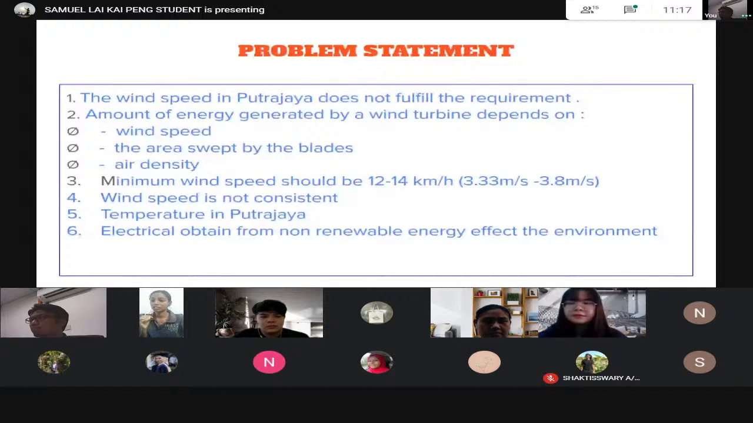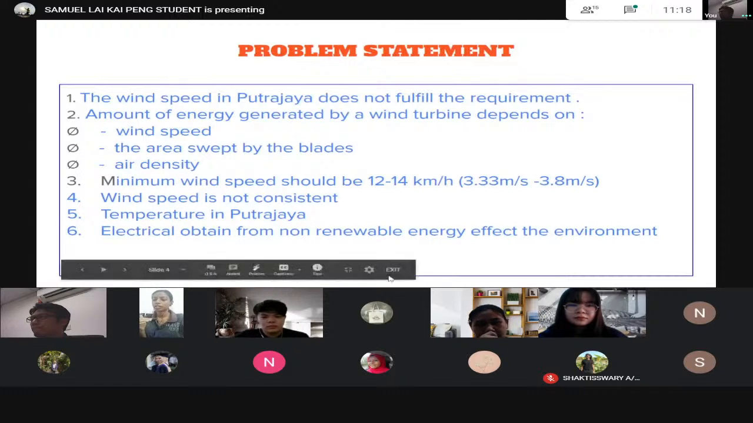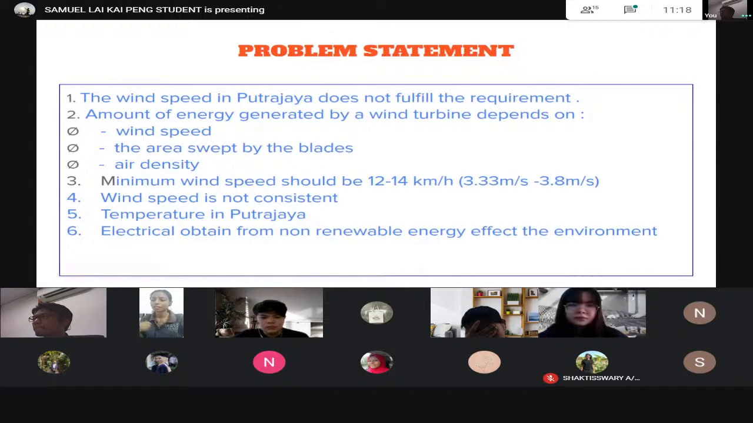Because the amount of energy generated by a wind turbine depends on wind speed, the area swept by the blades and air density. The wind speed produced in Putrajaya is at minimum. The minimum wind speed should be 12 to 14 km per hour, which is 3.33 meters per second to 3.8 meters per second.